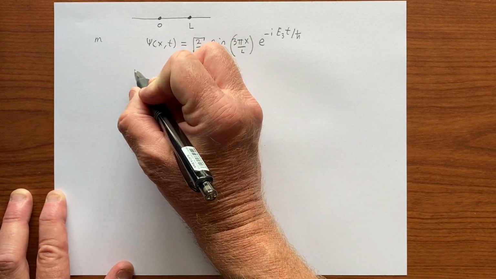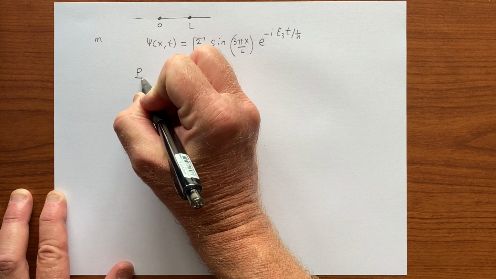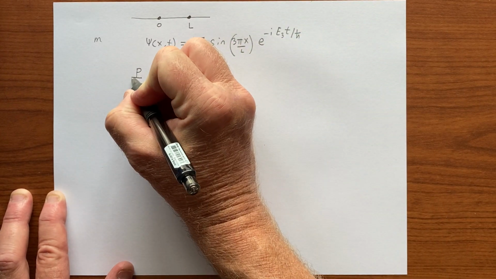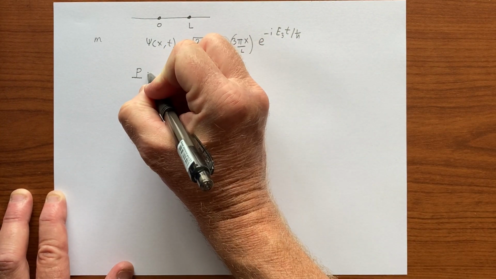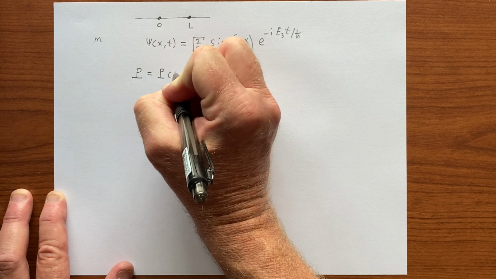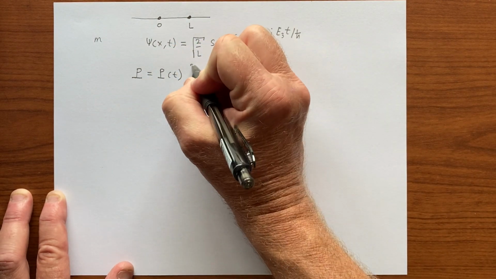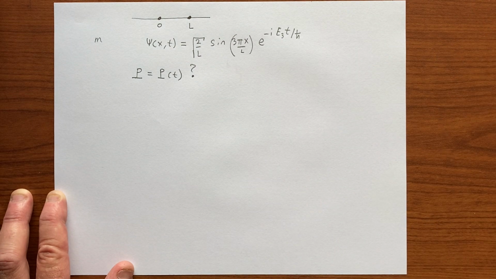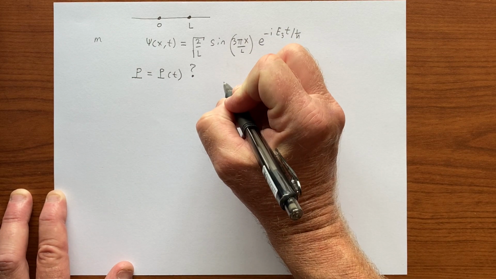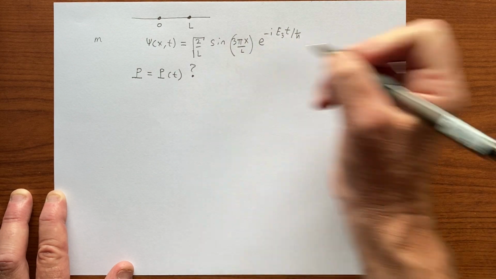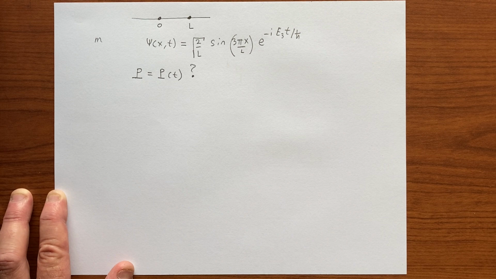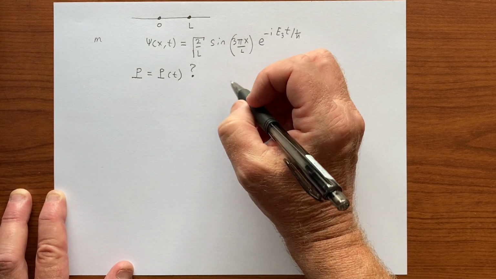Let's find how the probability density depends on time. Let's look at the time dependence of the probability density. First of all, let's specify this E3 value just for practice.